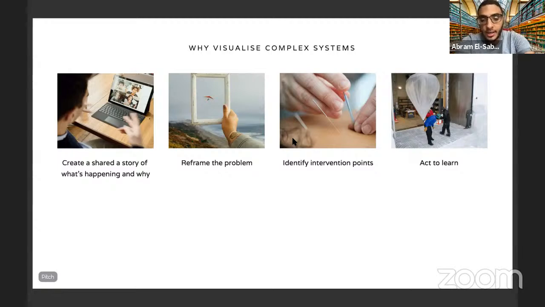The third thing is identifying intervention points, which I think the Stanford d.school, it's called something lab, social innovation lab, I think, refers to as system acupuncture. It's almost like you need to identify the trigger points in the system or the levers in the system that you can pull or push in order to get the system to behave in a specific way. And then the last thing, which I think is probably the most important, is that visualizing a complex system hopefully gives us the confidence to act, right? And acting in a complex system is the only way to really learn because of its properties.